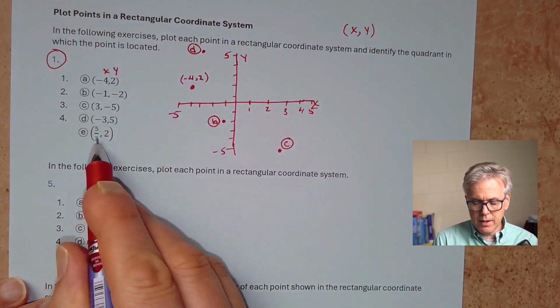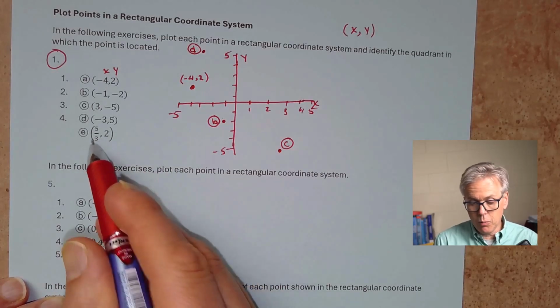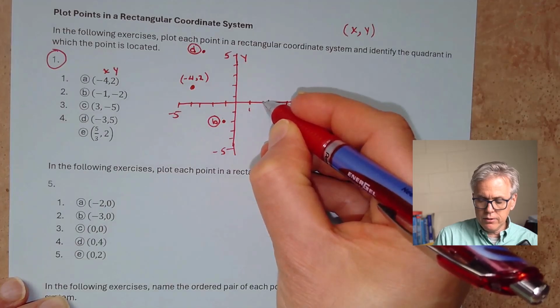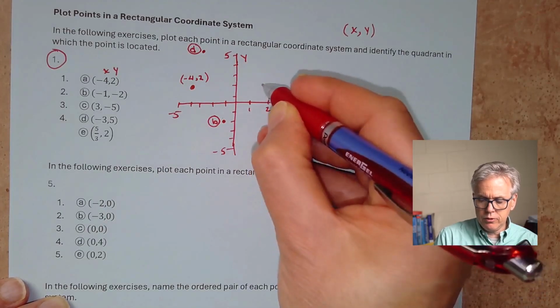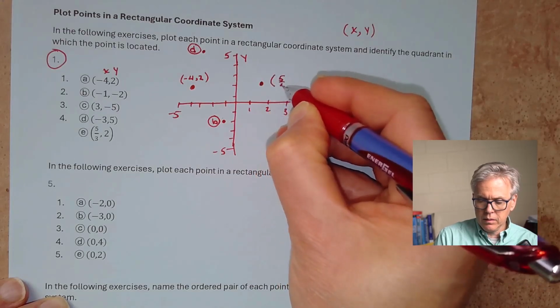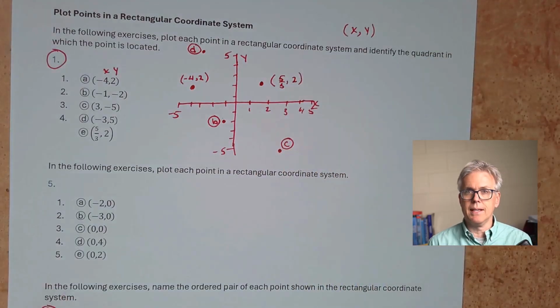And the last one, we have 5/3, 2. So 5/3 is exactly 1 2/3, so about 1.7, not quite 2. We're just going to estimate here. So there's about 1.7, and then we're going to go up 2. So 5/3, 2. That's point E.